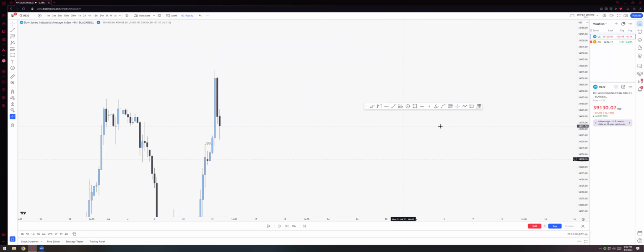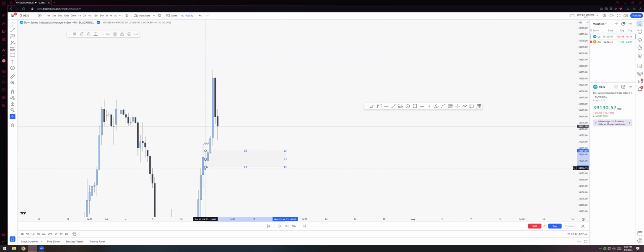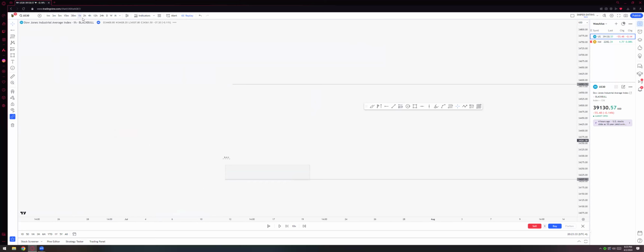So that's our break of a structure. I have an order block right here in the 4-hour, the last bearish candle. I have a swing high, which is going to be here, my higher high. And this is going to be a swing low, which is going to be my higher low, right?